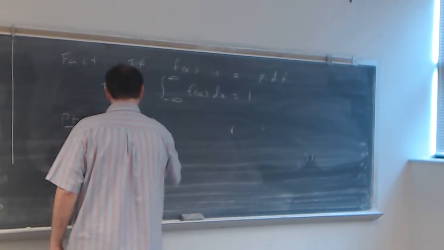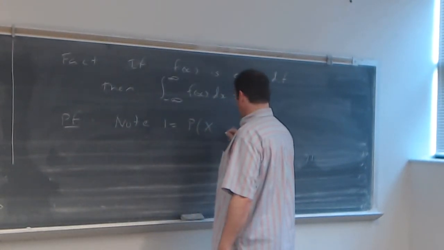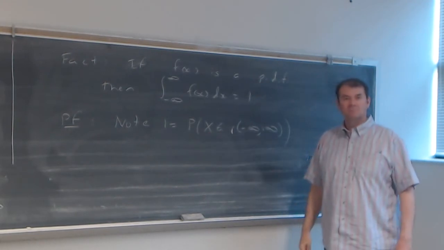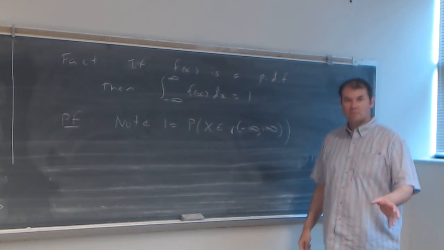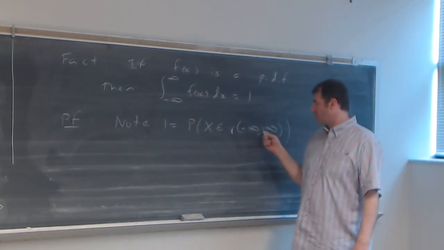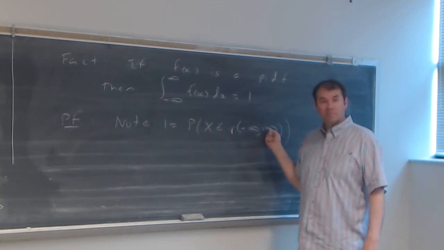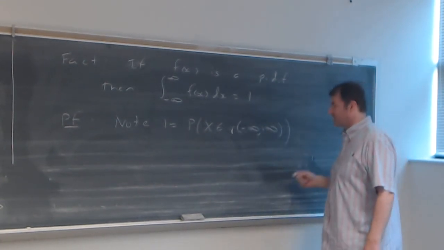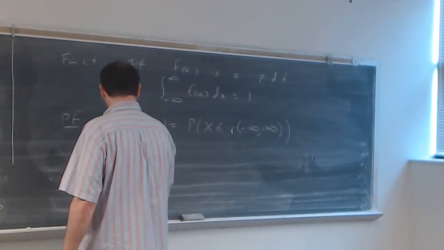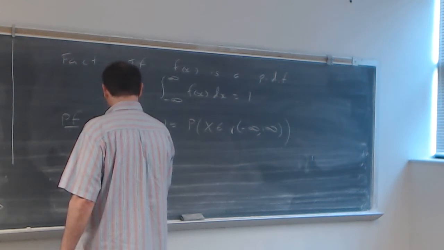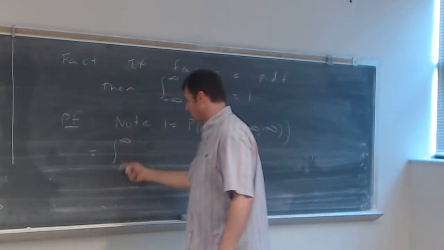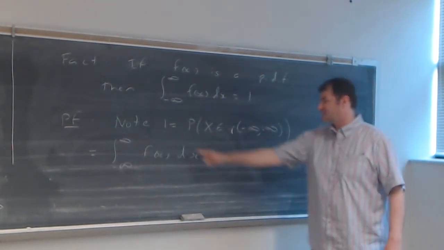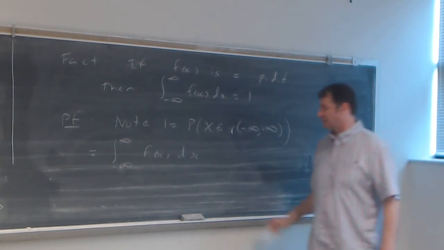So here, note, 1 is equal to the probability that x is an element of minus infinity to infinity. So wait a second. X is a random variable. It takes outcomes from a sample space, outcomes of a random experiment, and what it does, it yields out numbers. So x always yields out a real number. So the chance that x is a real number is 100%. That's 1. But by our definition of what the PDF is, this is equal to the integral from minus infinity to infinity, this is my B, okay? From minus infinity to infinity, of f of x dx. So what we have is the integral from minus infinity to infinity of f of x dx is equal to 1. Okay? That's my proof.